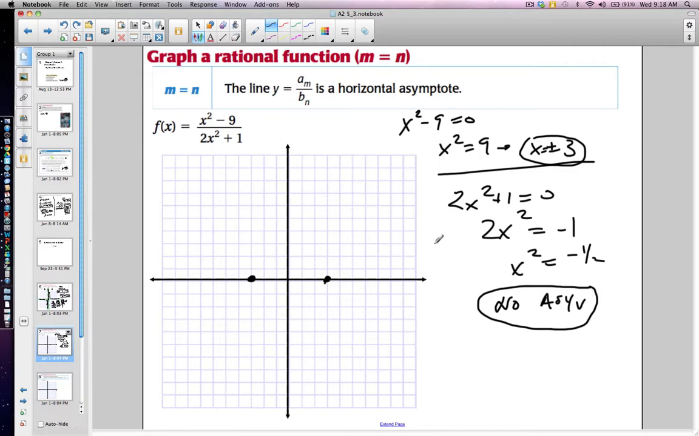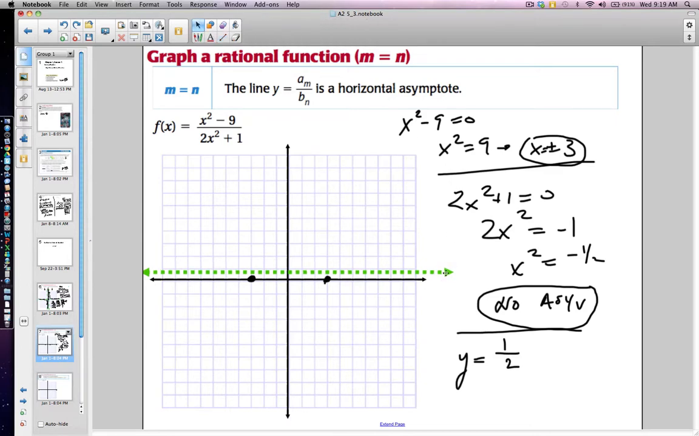Okay, and then the last thing I want to do is check for a horizontal asymptote. It's going to be y is equal to the leading coefficient in the numerator, which is 1, divided by the leading coefficient in the denominator, which is 1/2. And so my asymptote would be y is equal to 1/2, which would be right about there. Okay, so I've missed that by a little bit. I'm going to move it where it belongs.